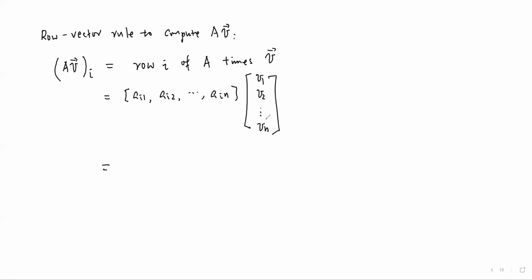Row i, a row vector, times a column vector means first entry times first entry, plus second entry times second entry, plus the last entry times the last entry. This is the second formula to compute A times V. Let me call this Equation 2. Okay, now an example about this new formula.